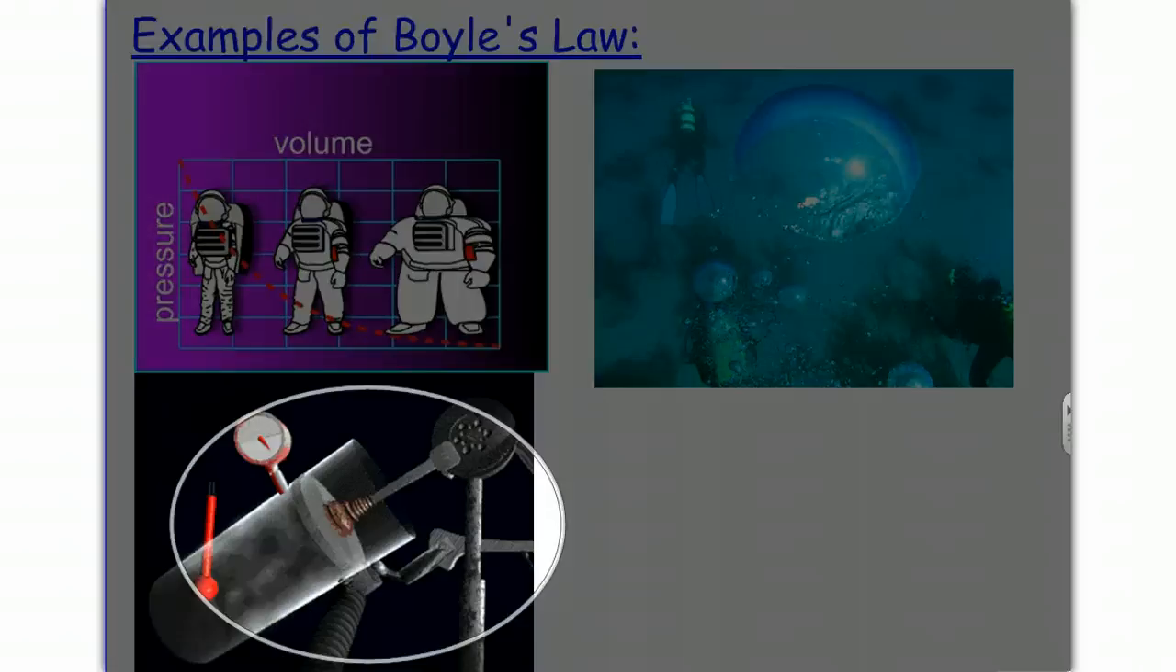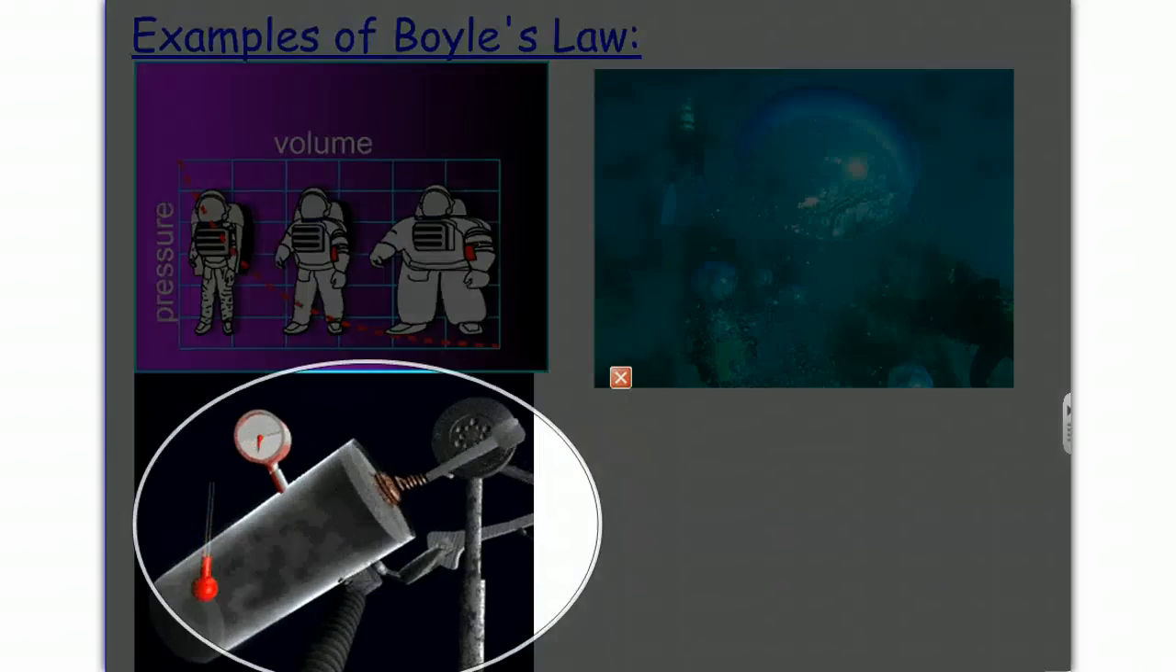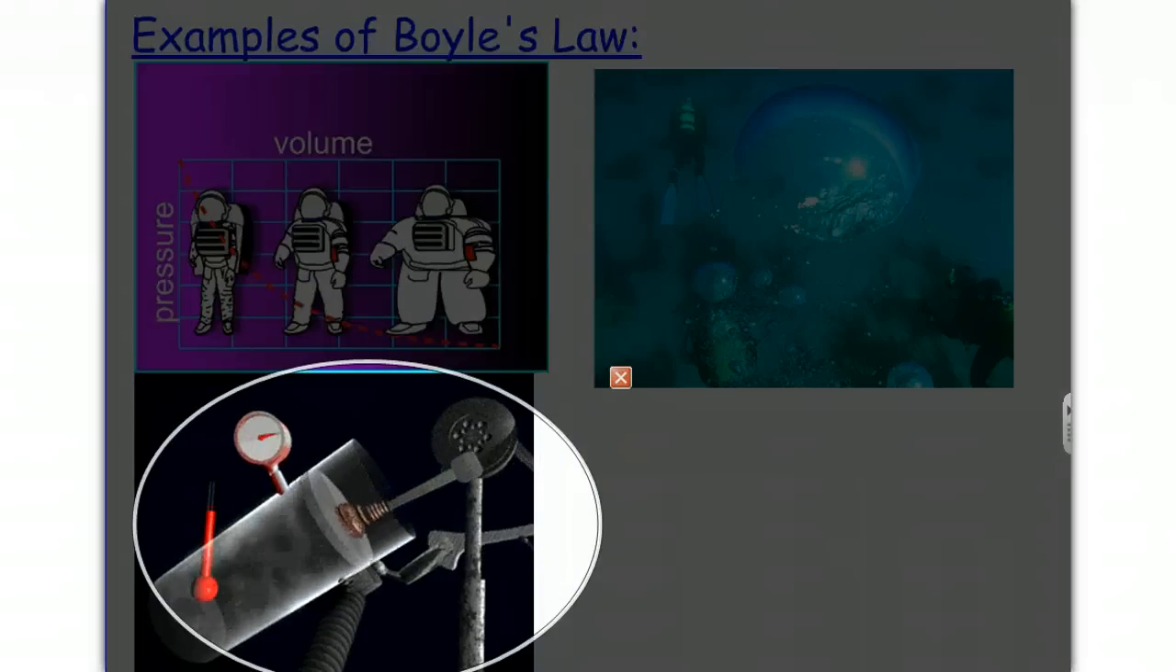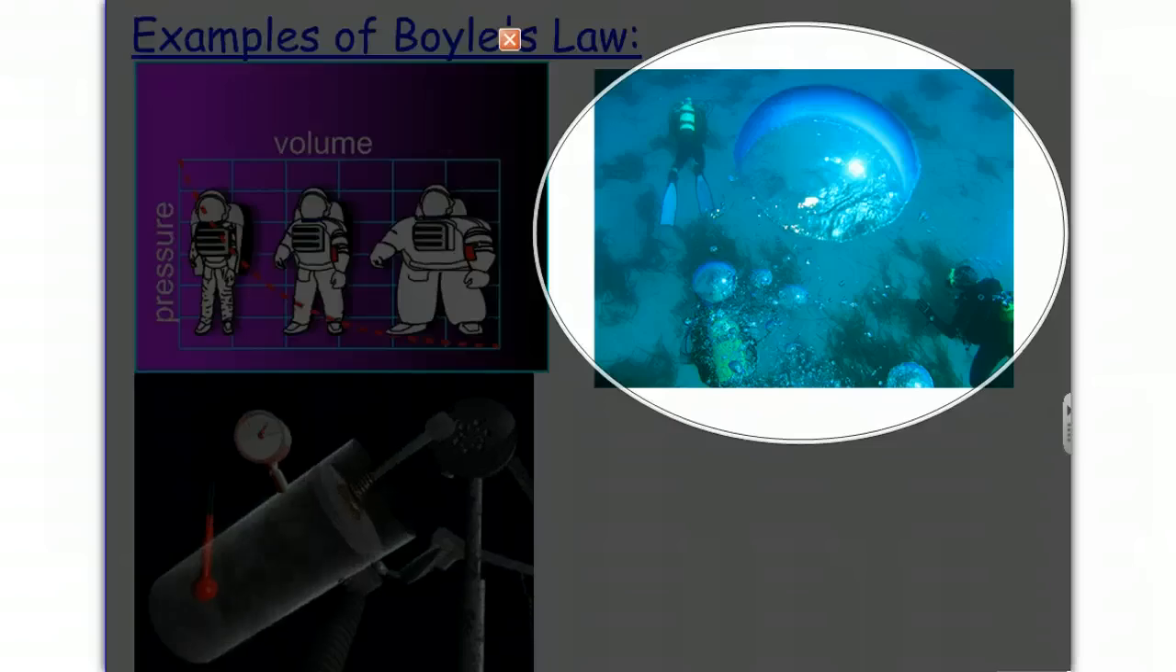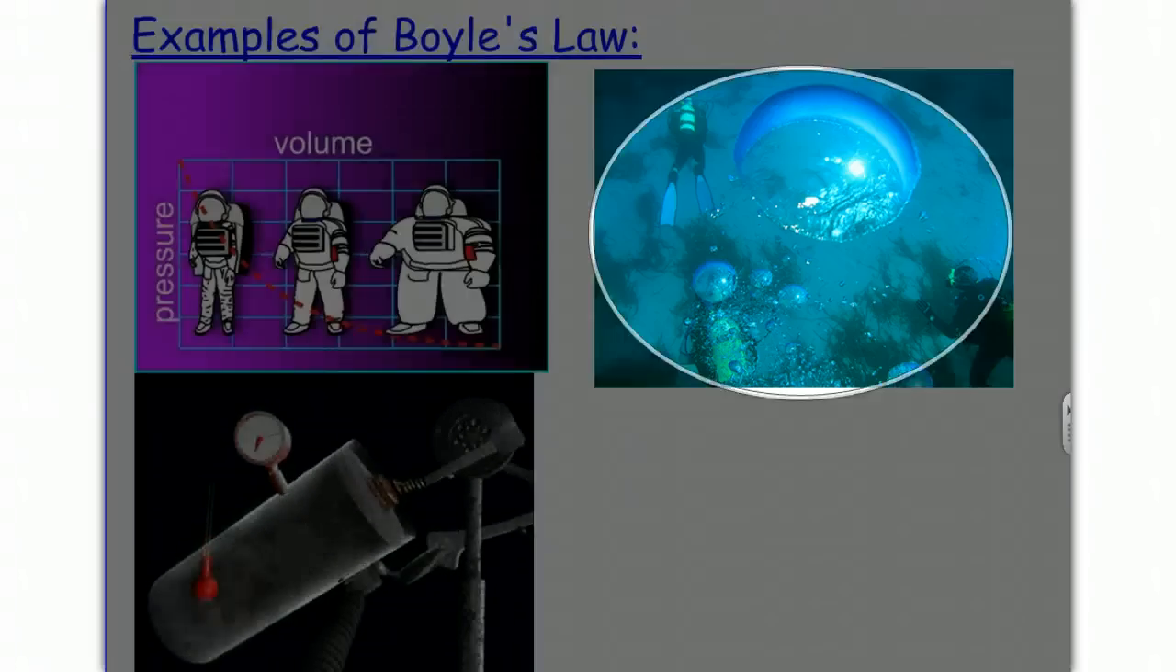Similar with the piston in an engine, where as you decrease the volume, the pressure is increased, and you can see it on the pressure gauge. And then the last one would be bubbles rising up from the ocean floor. They're smaller as they're lower in the ocean, and then they get larger as they come up due to the decrease in pressure.